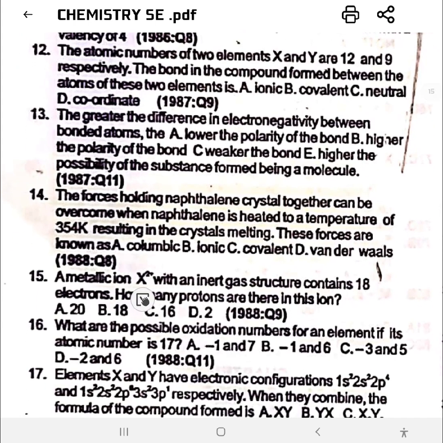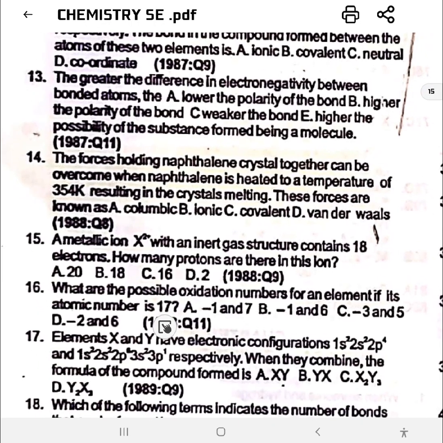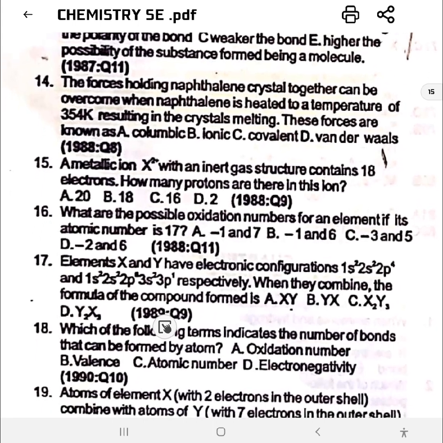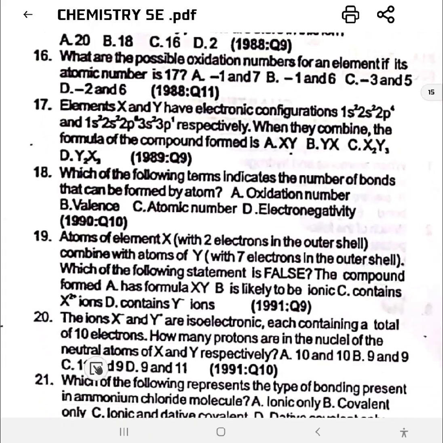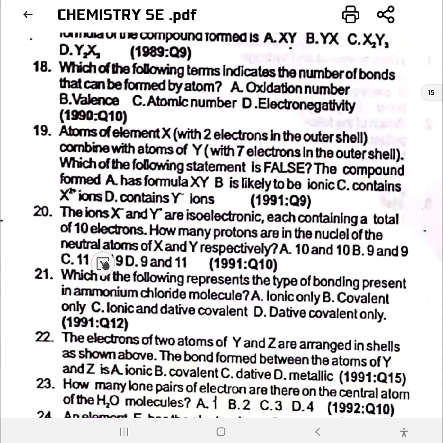15. A metallic ion X2+ with an inert gas structure contains 18 electrons. How many protons are there in its ion? I'd like to demonstrate this with calculation format. 16. What are the possible oxidation numbers of an element if its atomic number is 17? I would also like to demonstrate that. 17. I also like to demonstrate that one. 18. Which of the following terms indicates the number of bonds that can be formed by an atom? 18 is option B. Valency indicates the number of bonds that can be formed. We are going to stop at question 25 in this video.